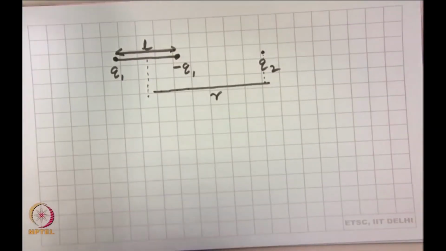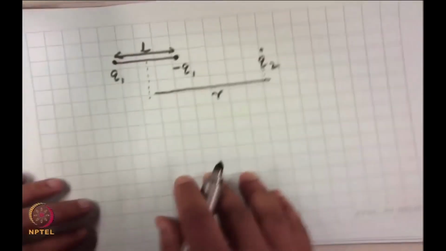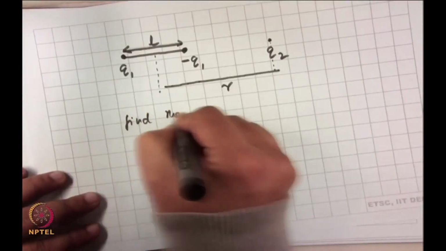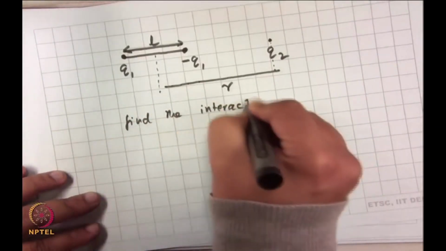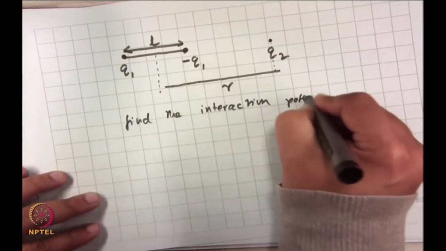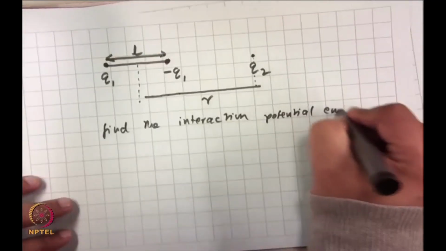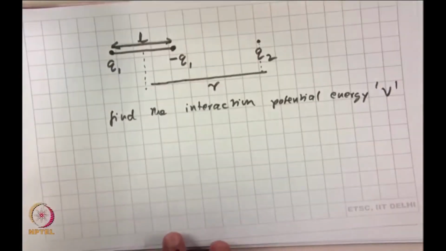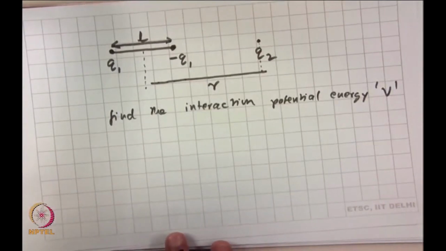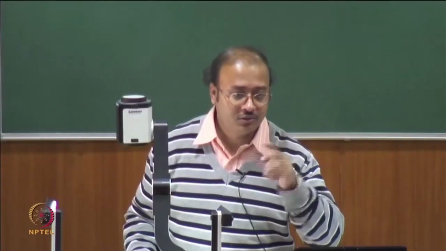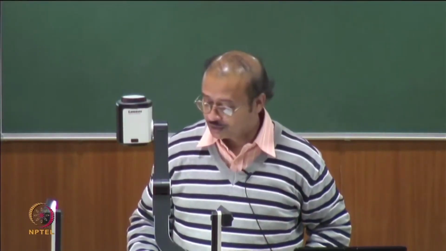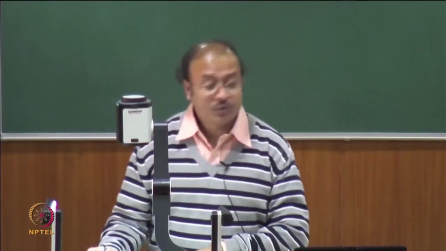Now our idea is to find the interaction potential energy V. It is the same as u of r, I am just changing it to V because the dipole moment has the symbol mu, and I try to avoid confusion between the symbols, because u is very close to mu. So this is what I have to find.